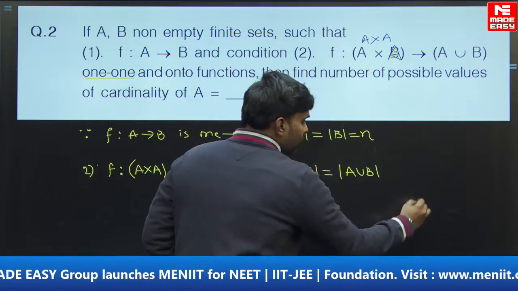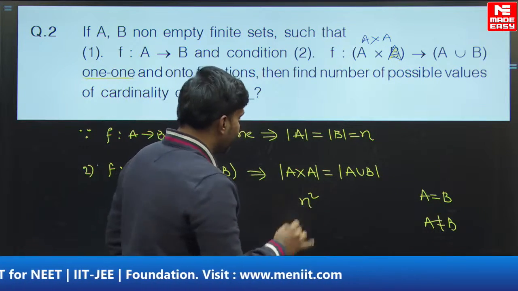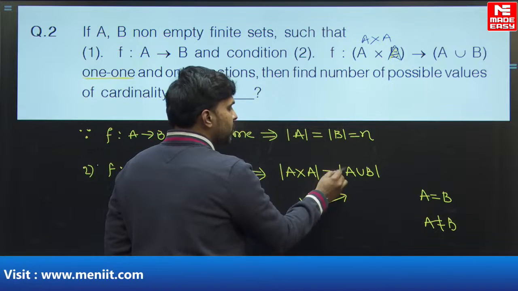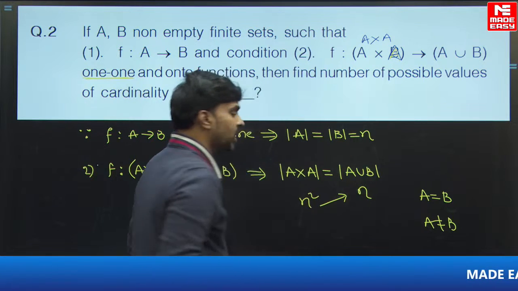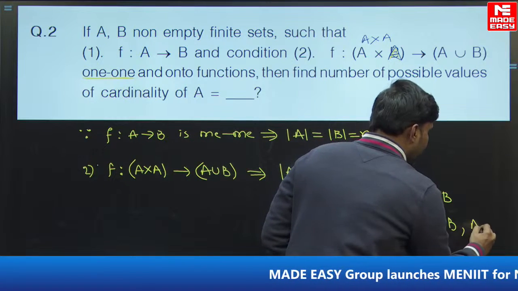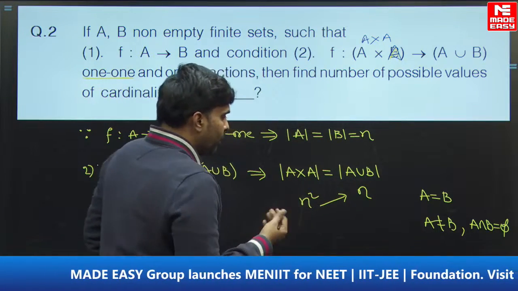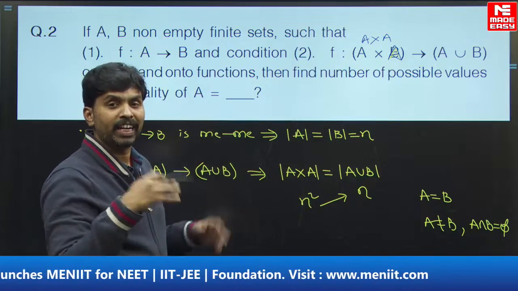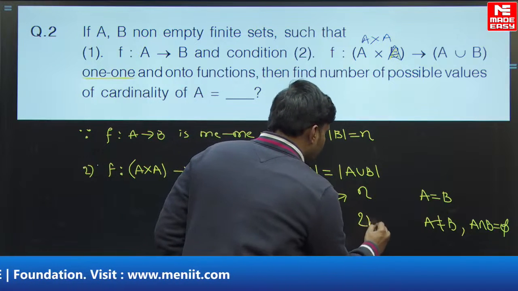So there are two cases here: A is equal to B, and A not equal to B. When A is equal to B, the same elements are there in A and B, so when you take the union, the size will be n only, right or not? In the other case, suppose A is not equal to B and A intersection B is null, so completely disjoint. Then this has n elements and that also has n distinct elements, so the total number of elements in A and B is 2n.